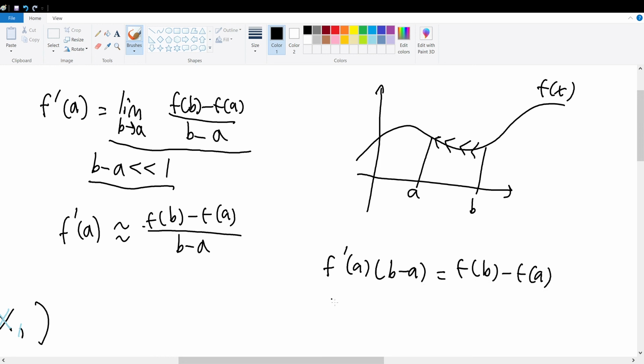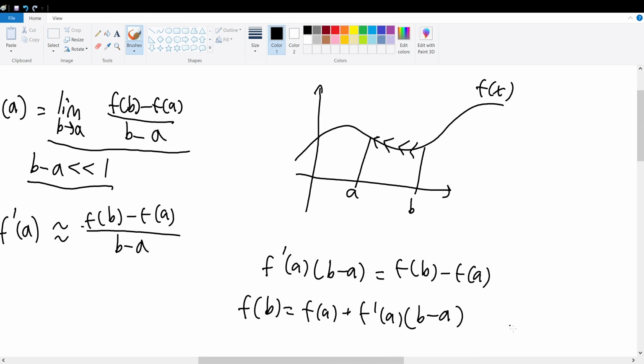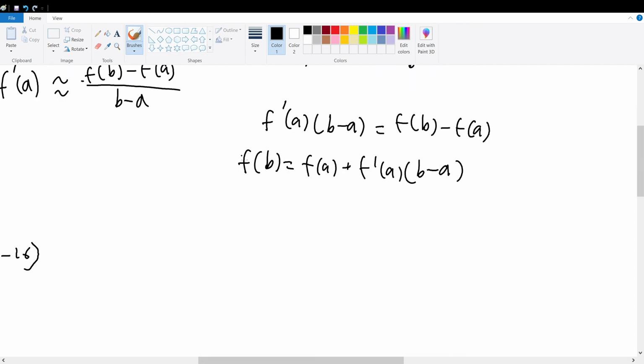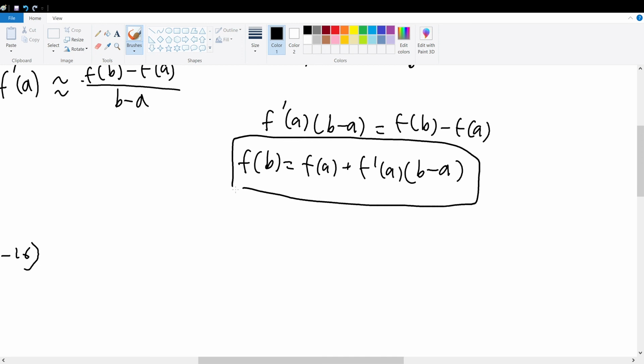And with this, we can add f of a on both sides to get f of b is the same thing as f of a plus f prime of a times b minus a. And here we have it, Euler's formula from the definition of the derivative via secant lines. And this is the secant definition for Euler's method.